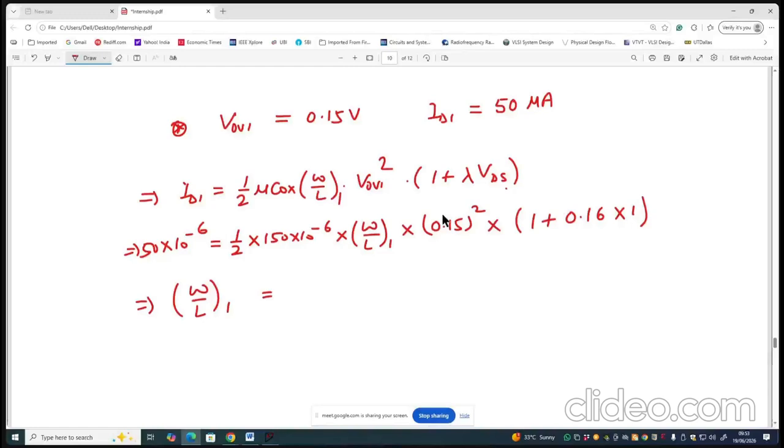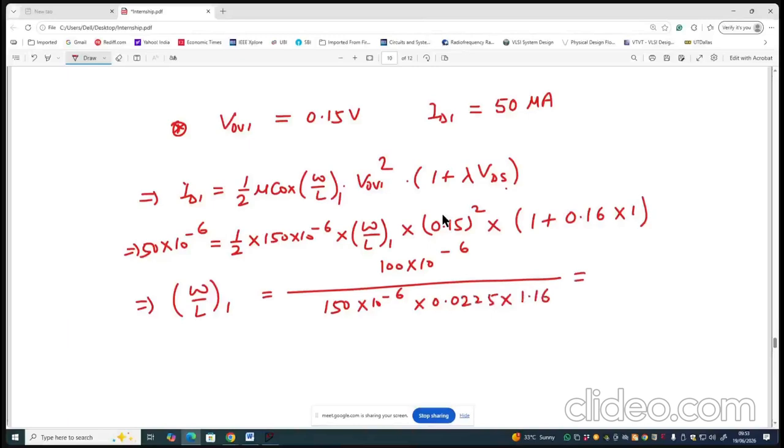So this will be something like 100 into 25.54 into 10 to the power minus 6 upon 150 into 10 to the power minus 6 into 0.0225 into 1.16. Is it so? So this comes out to be 25.54.